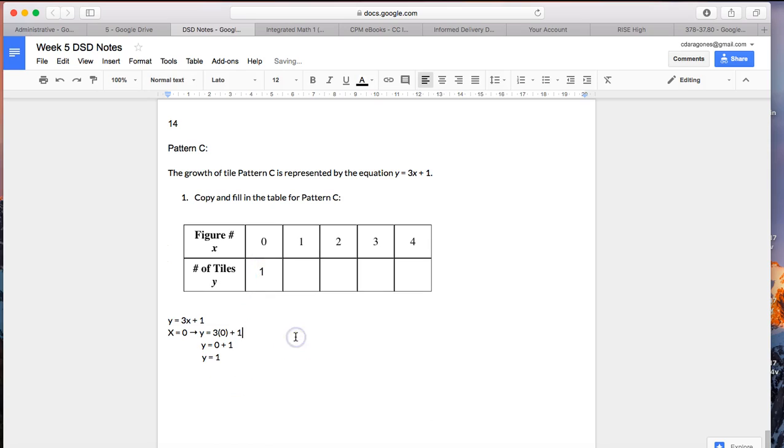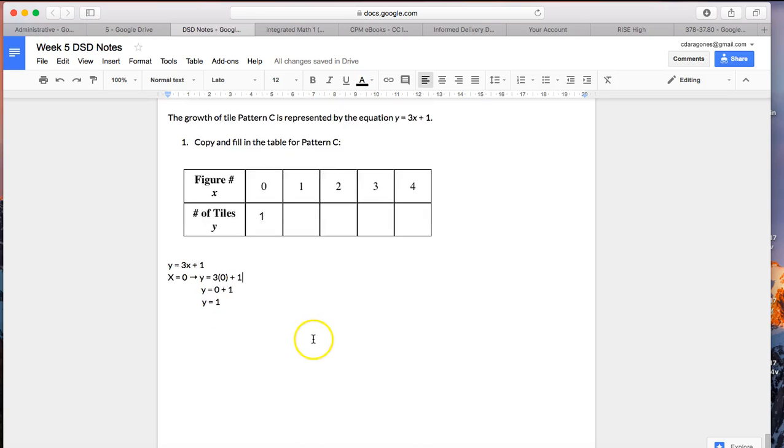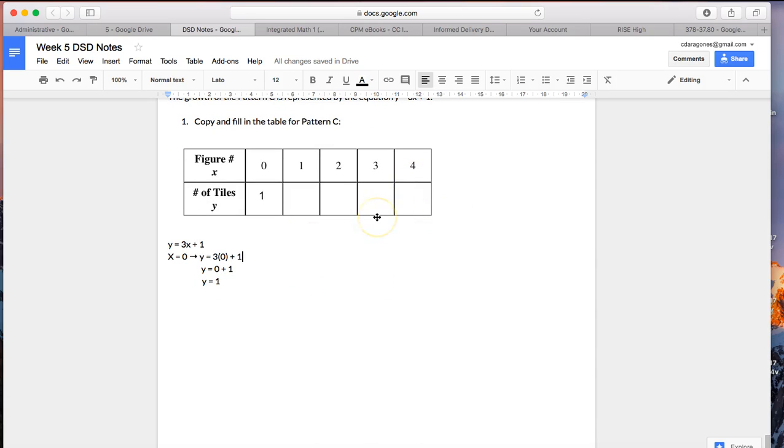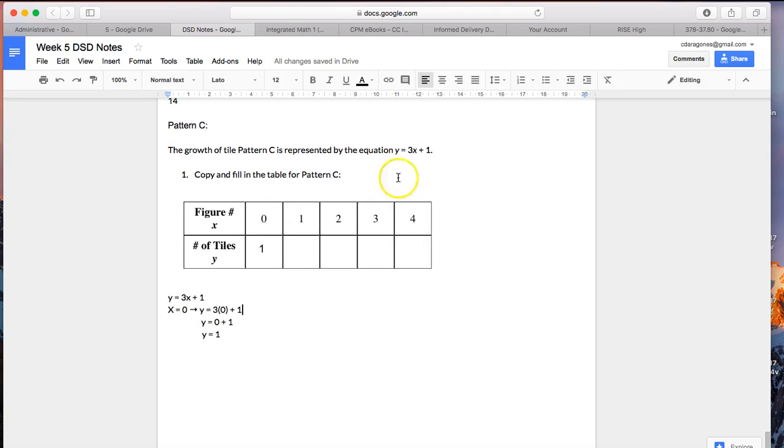Okay, so you're going to do the same thing for every x given to you, 1, 2, 3, and 4, every figure number. You're going to figure out the number of tiles in this pattern C using the equation given to you. So I'll let you work on that. Pause the video here while you do this, and then when you're finished, go ahead and keep the video playing.